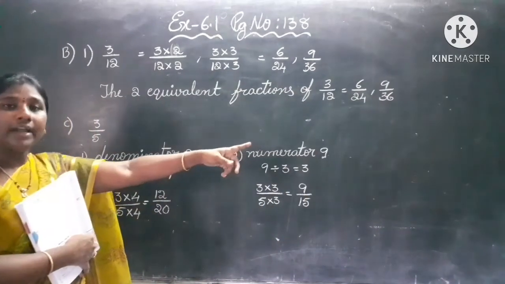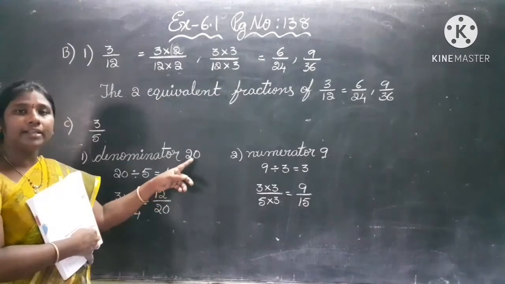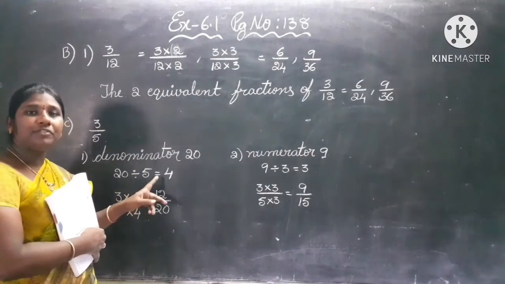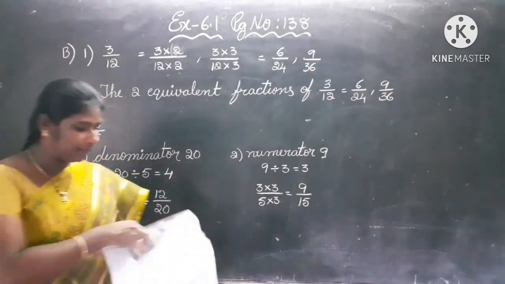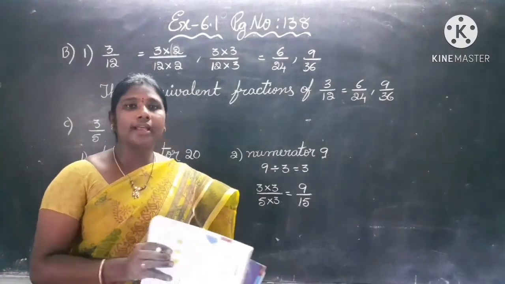Same, denominator 25 given. Same as here 20, that 25. 5 table 25, 5 5s are 25. So both multiply with 5, you will get that one. All this, do your classwork.